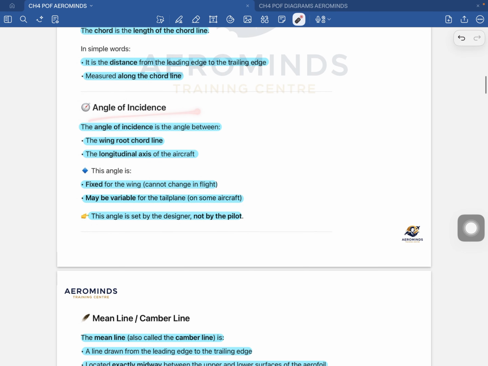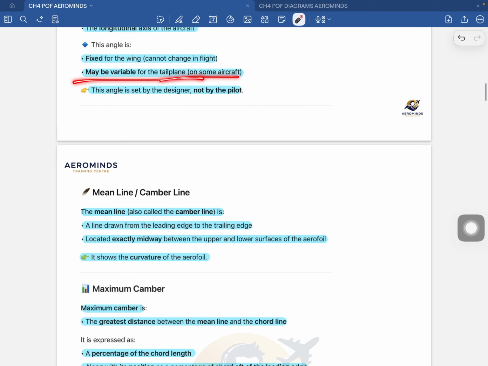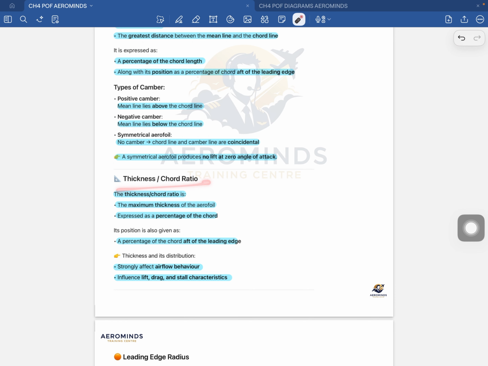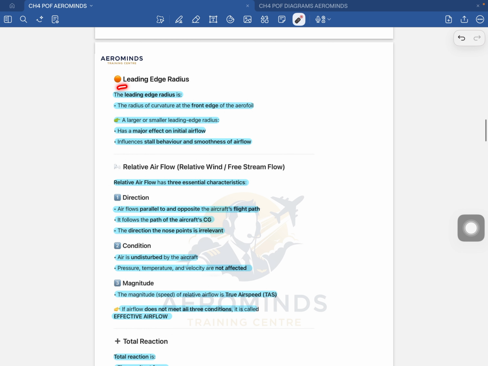Angle of incidence is fixed, measured between these two things, and may be variable for the tail plane of some aircraft. Then what is the camber? We saw it is the difference between the mean line and the chord line. Then maximum camber, the greatest distance between the mean line and the chord line. Then three types of camber: positive, negative, and symmetrical. Then thickness to chord ratio, then the leading edge radius, the diagram of which we also saw.